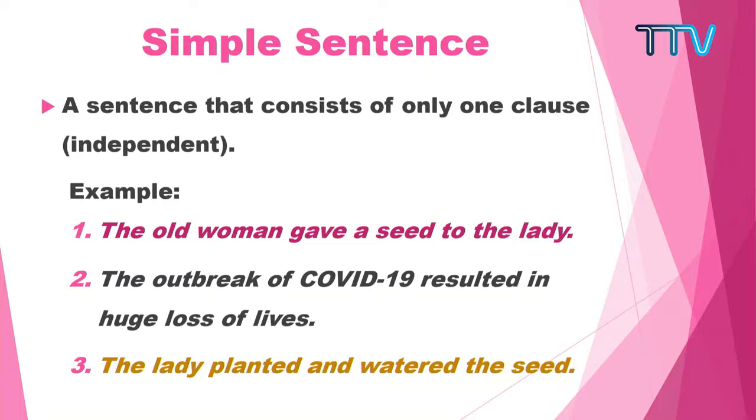So a simple sentence can be formed with a single subject and a compound verb. The old woman gave a seat to the lady. The outbreak of COVID-19 resulted in huge loss of lives. The lady planted and watered the seed. These are all examples of simple sentences. If you are eager to know about clauses as independent or dependent, you will learn about this in our later session. Meanwhile, I'll just carry on with this. Now I just want you to look at the board.